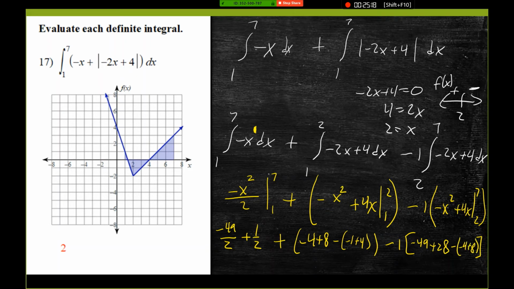Okay, and then we can add straight across. So this is going to be negative 24. I've got 4 minus 3. And okay, so I've got 25 minus 24 is 1 plus 1 is 2. Okay, any questions on what we did here?